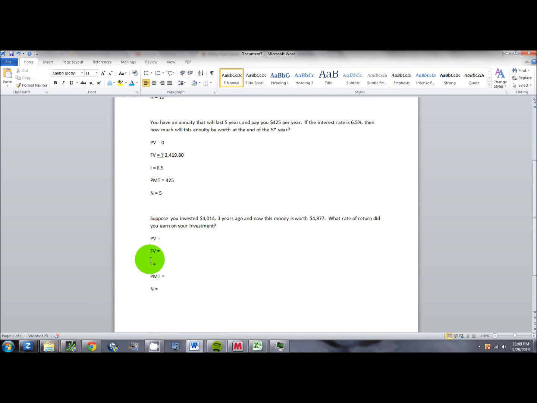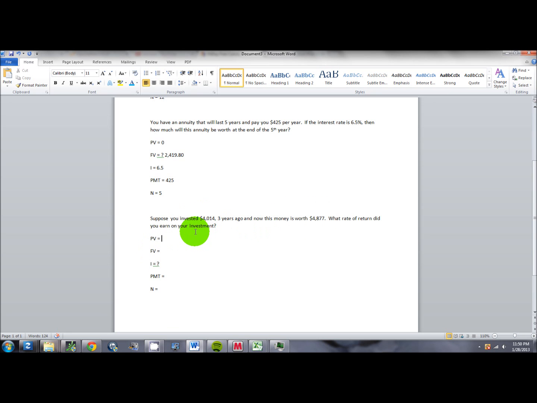Now number 3, this one's a little bit different. The problem tells you that you invested $4,014 3 years ago, and now this money is worth $4,877. What rate of return did you earn on your investment? So here we're actually looking for I. I picked this problem on purpose because it's going to illustrate a couple different things. The first thing is this. Normally when you're setting up a problem, your PV equates to now, present day. Well, for this problem, the best way to set this one up, and it may not be the only way, is to put my PV as 3 years ago and my future value as now.